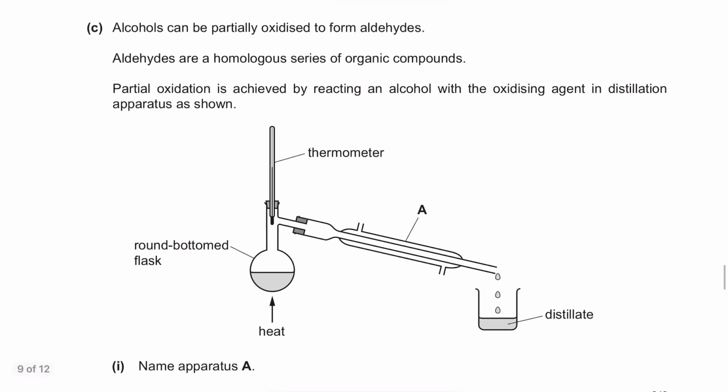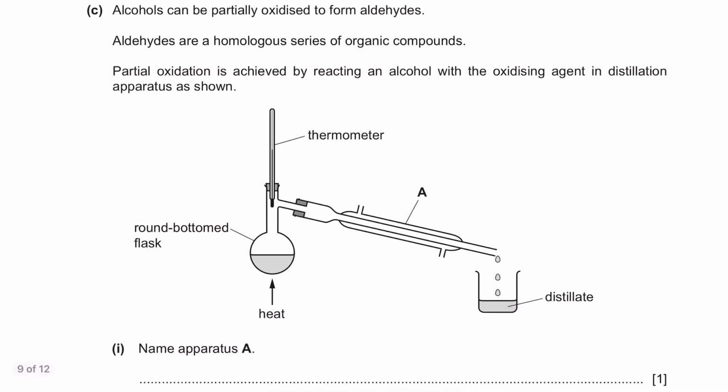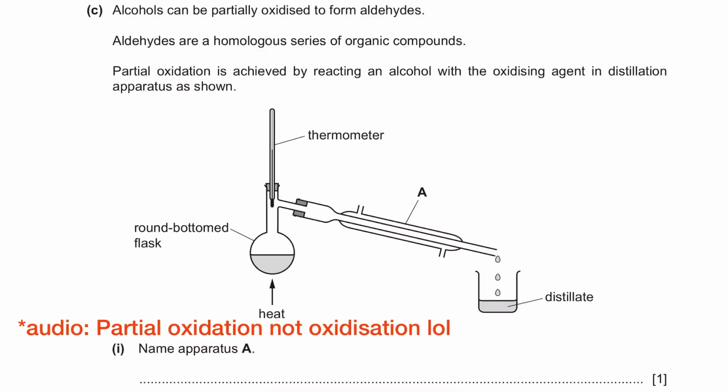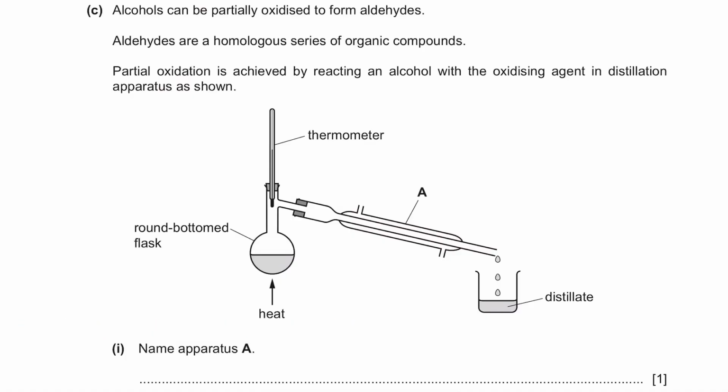Part C. Alcohols can be partially oxidized to form aldehydes. Aldehydes are a homologous series of organic compounds. Partial oxidation is achieved by reacting an alcohol with the oxidizing agent in distillation apparatus as shown. So I guess this will be where the alcohol and oxidizing agent are at, and distillation is occurring here. Name the apparatus A. It's the condenser where gas particles are changed to liquid.